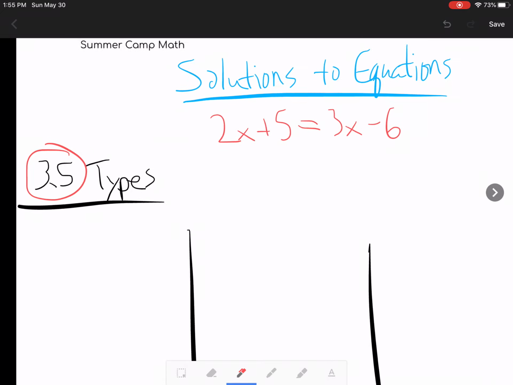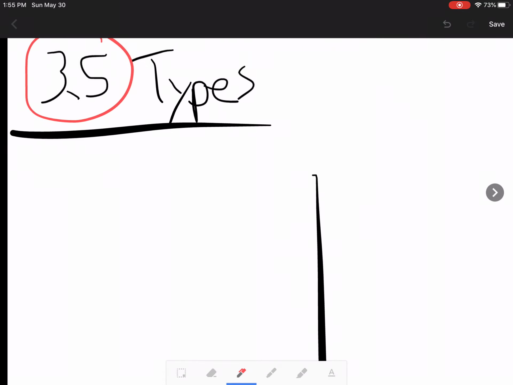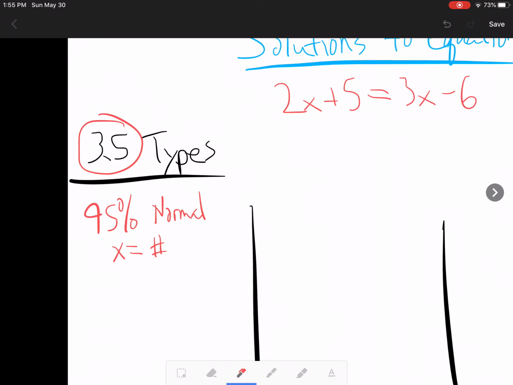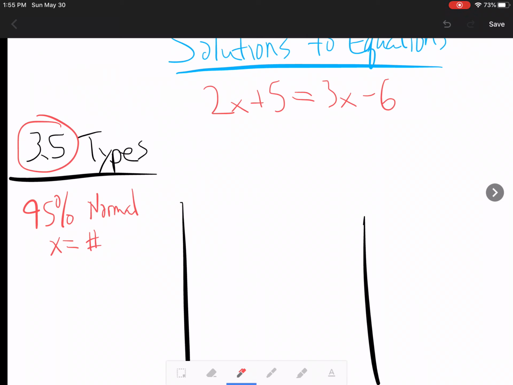All right, now the first one is the one that's going to happen more often than not. This is seriously 95% of the time, and we're going to call it a normal solution. And that is where x equals some number, okay? So for example, this little equation I cooked up here: 2x plus 5 is equal to 3x minus 6. Subtract 2x from both sides, add 6. We have 11 is equal to x, so x equals 11.